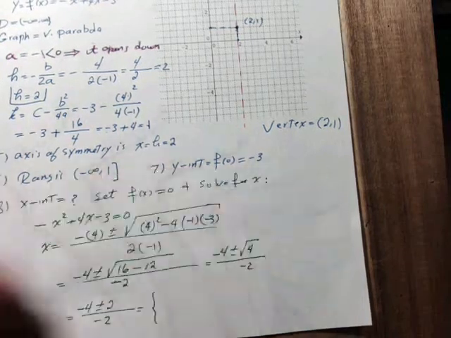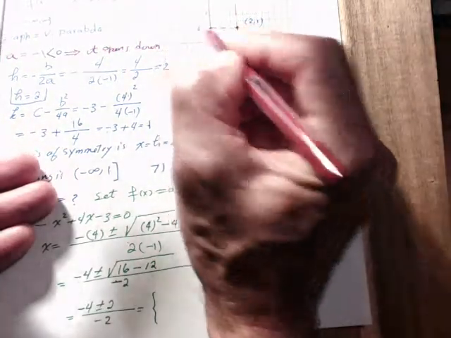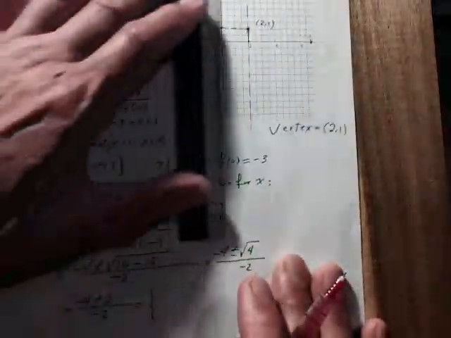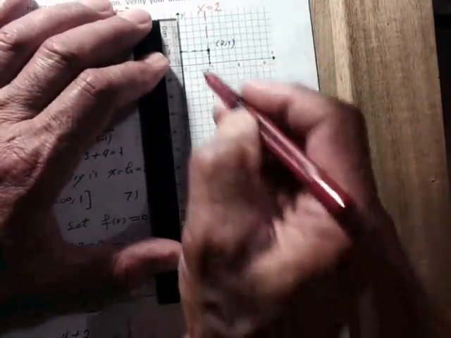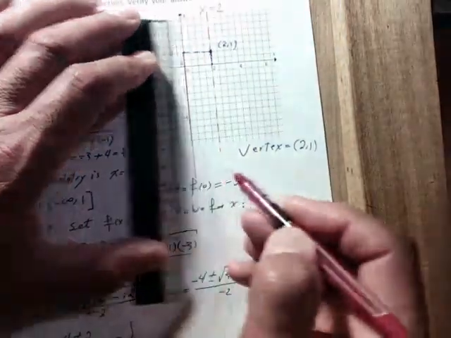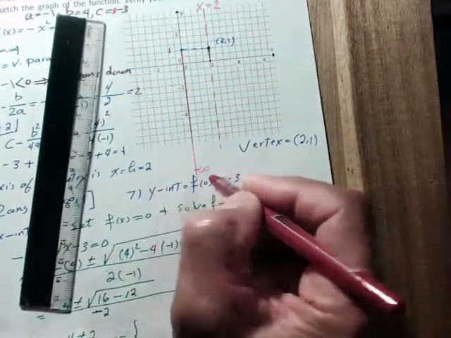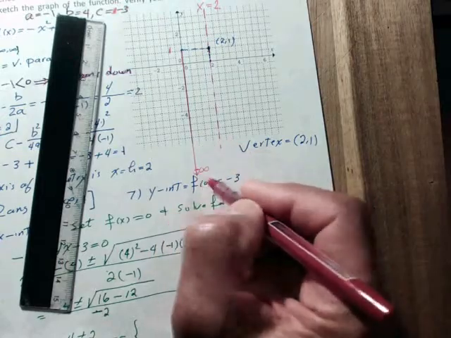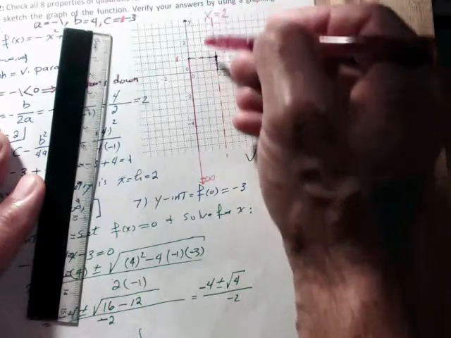So in fact, if you want to see it on the graph, this is 1 right here. See, this is the range, minus infinity. This red part is the range. This part is not the range.